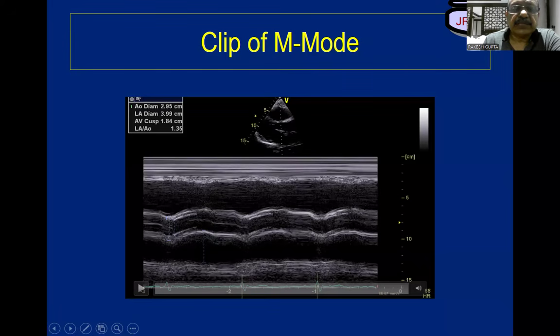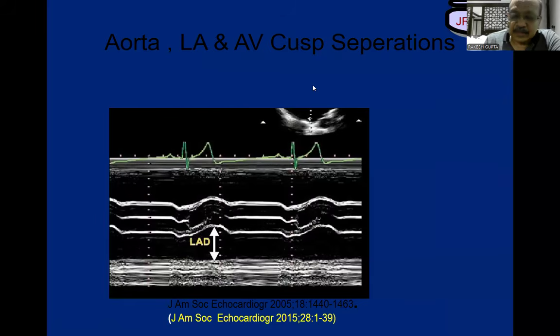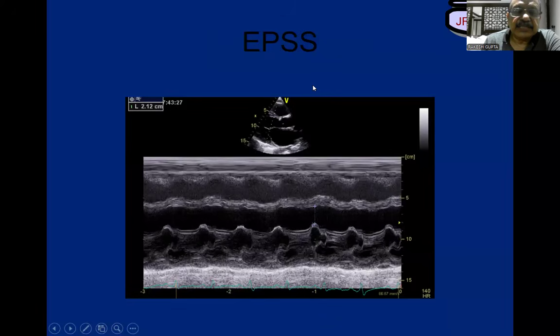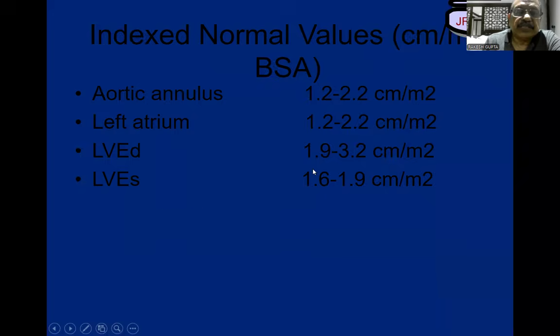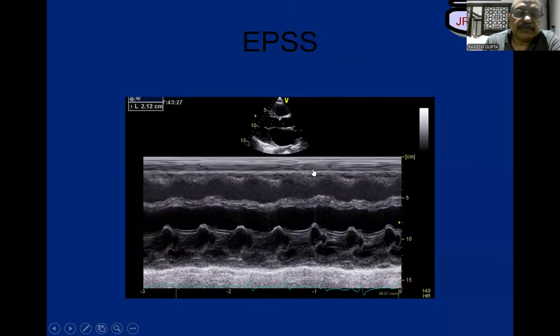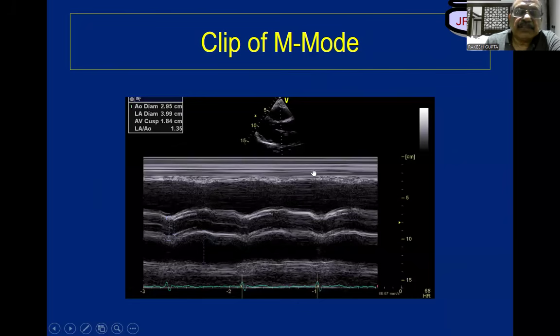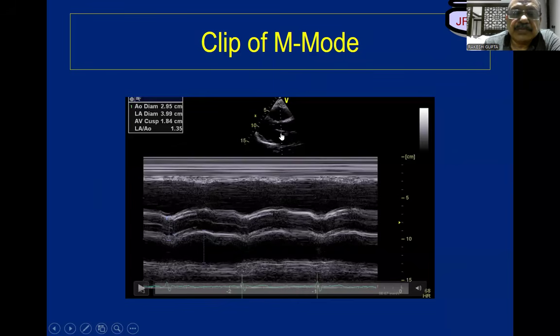But the question is, the guideline says when we are measuring, we are not measuring from M mode, we are measuring from two dimensions echocardiography. What does it mean? It means if I'm measuring my LA, I'm measuring from this point to this point, and LV from this point to this point. LA would be maximum in size during end systole. LV would be maximum in size during end diastole.